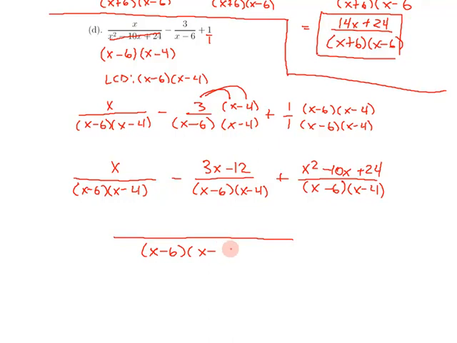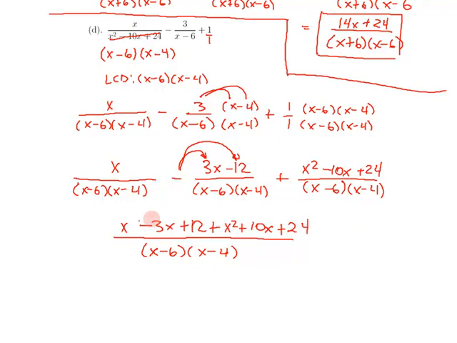Now we can write this as one big fraction all over the common denominator, because we can combine all of those since they have a like denominator. So I'll have an x here. When subtracting, always remember to distribute your negatives. So minus both of these, you get a minus 3x plus 12, plus all of this numerator, x squared plus 10x plus 24. Okay, and then combine like terms.